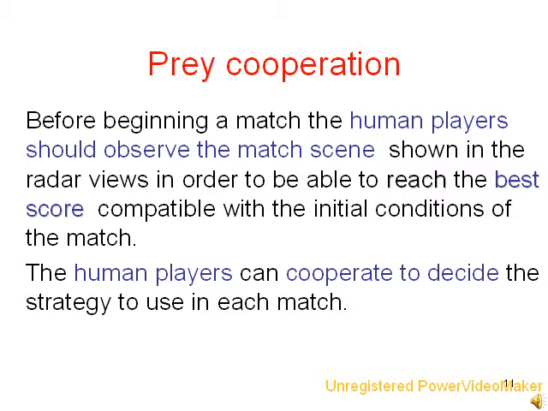Prey cooperation. Before beginning a match, the human players should observe the match scene shown in the radar views in order to be able to reach the best score compatible with the initial conditions of the match. The human players can cooperate to decide the strategy to use in each match.